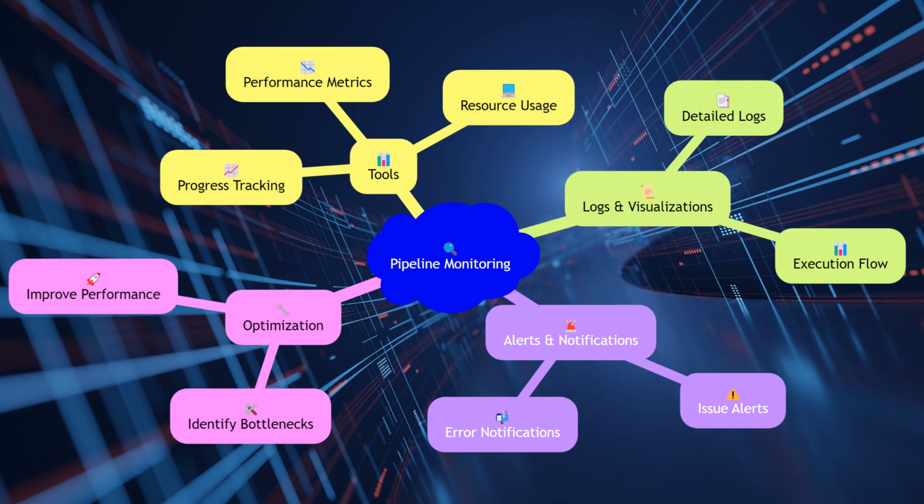Monitoring and managing pipelines is crucial for ensuring their smooth execution. Azure ML provides tools for tracking the progress, performance, and resource usage of pipelines. You can view detailed logs, metrics, and visualizations to understand the execution flow. Alerts and notifications can be set up to inform you of any issues or errors. Effective monitoring helps in identifying bottlenecks and optimizing the pipeline for better performance.